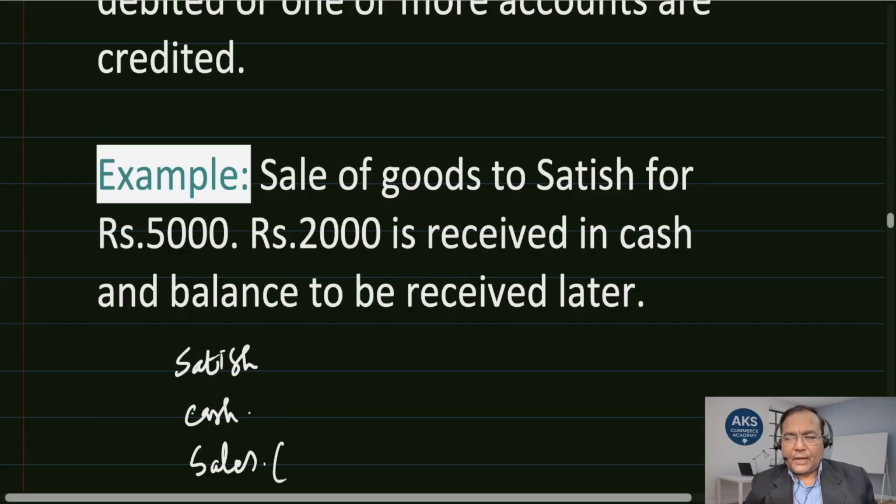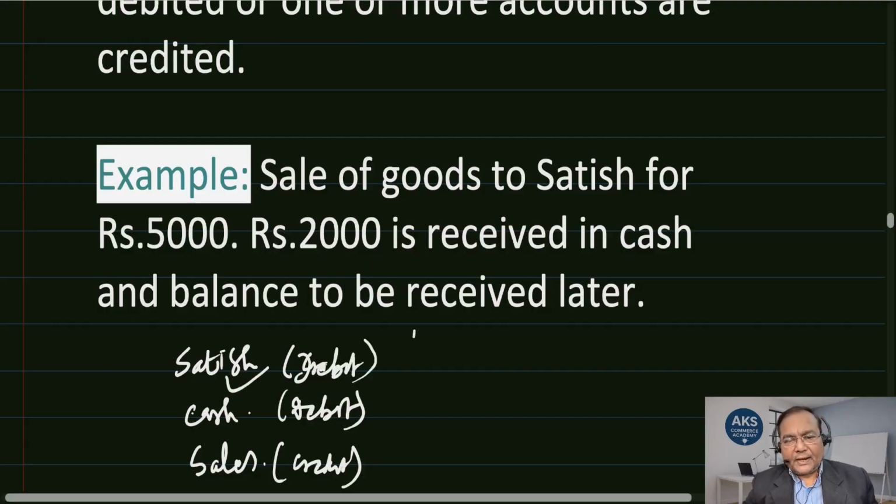So this we have understood, it is required to be credited. Cash, the partial cash of rupees 2,000 which is being paid by Satish to the firm, so there is an increase in cash, so there will be a debit to cash. And Satish being a debtor for the amount which he is not paying, for which he stands as a debtor for the firm, so we will further debit Satish.